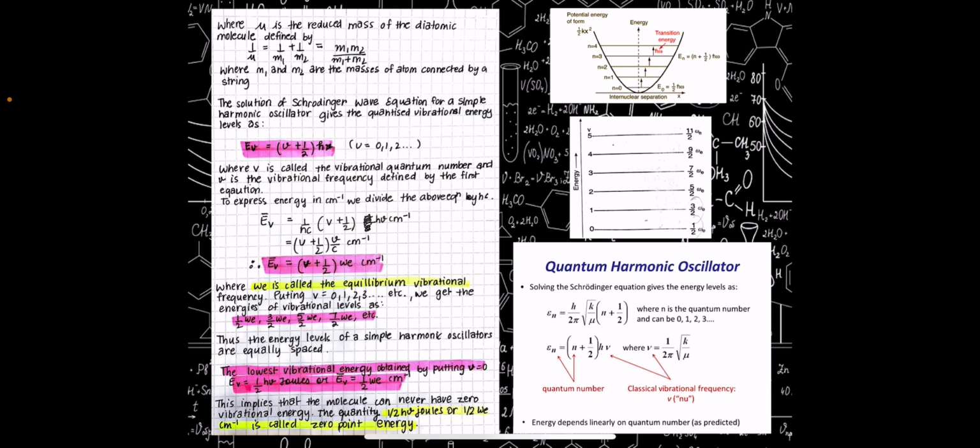The solution of Schrödinger wave equation for a simple harmonic oscillator gives the quantized vibrational energy levels as E nu is equal to nu plus half h nu. Here nu is the vibrational quantum number and h nu, that nu is the vibrational frequency. Thus, the energy levels of a simple harmonic oscillator are equally spaced, and this is also shown in the middle figure.